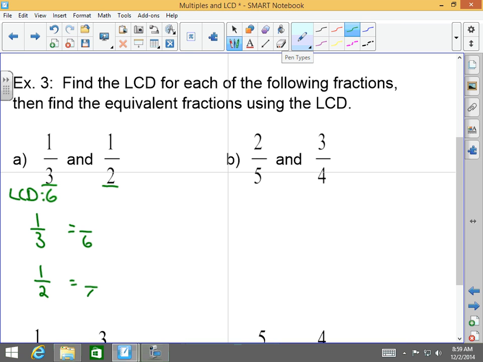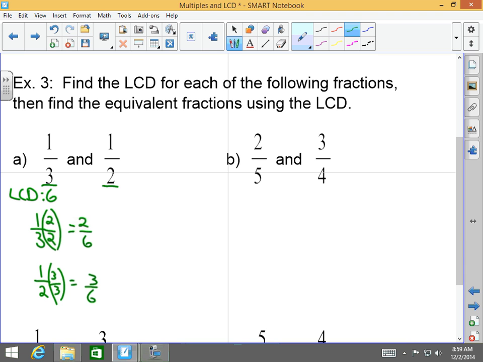into something over 6. What did I multiply to the denominator of 3 to get to 6? 2. What do I have to multiply to the numerator? So that becomes 2/6. What did I multiply to the denominator of 2 to get to 6? And what do I have to then multiply to the numerator? So I get 3/6.